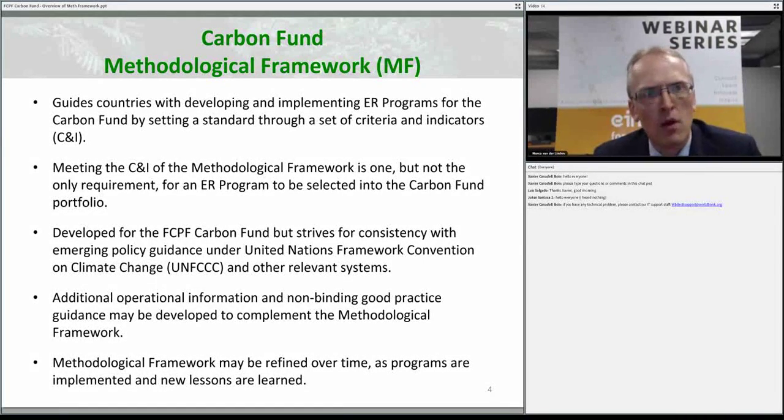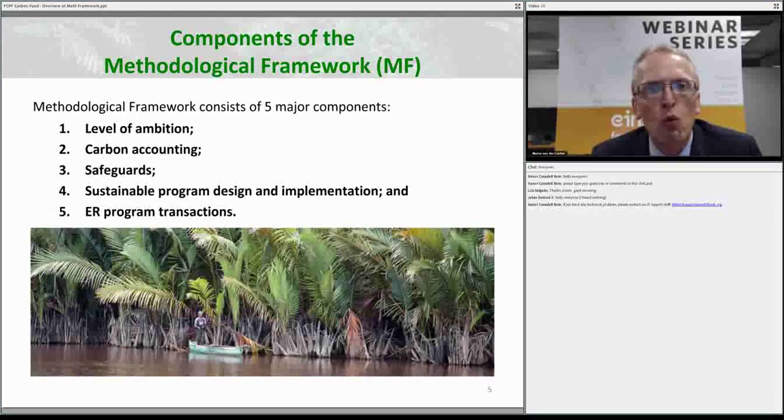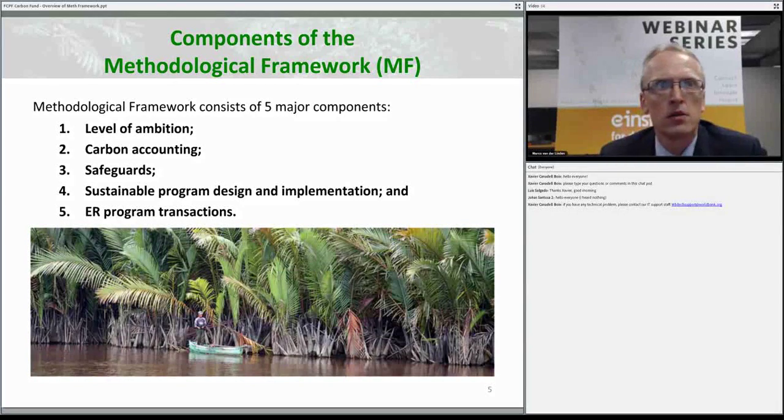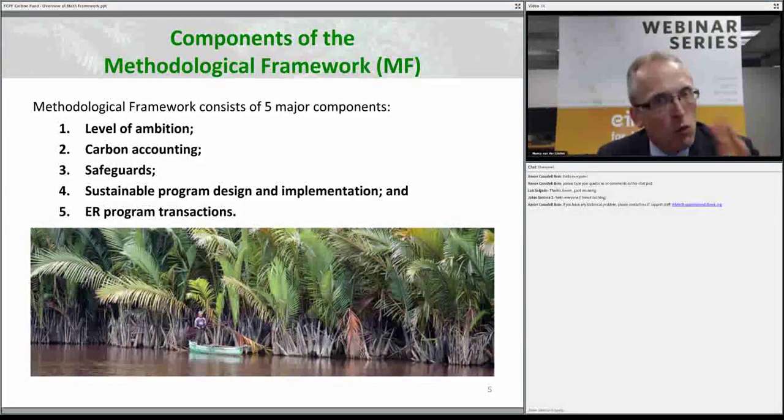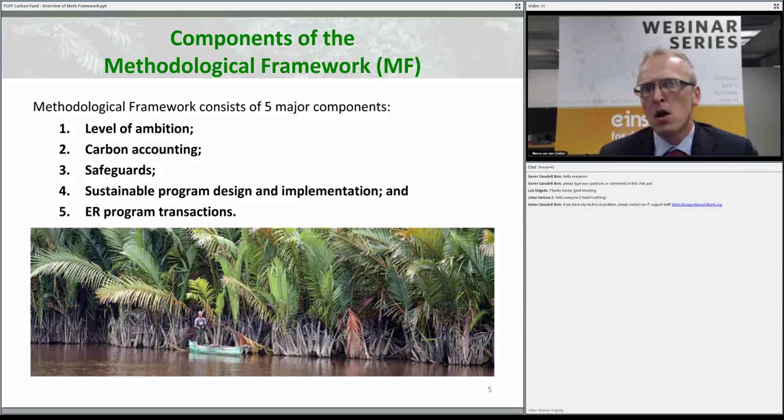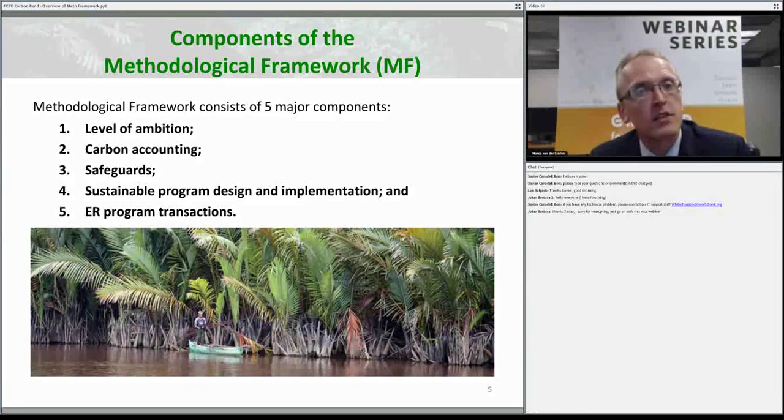So what's covered by the methodological framework? Basically, the framework consists of 5 major parts: level of ambition, carbon accounting, safeguards, sustainable program design and implementation, and program transactions. So in this webinar, we'll go into each of these sections in a little bit more detail. But obviously, there's not going to be time to cover everything. So I still encourage you very much to go to the FCPF website, find the methodological framework, and read it yourself, because there's a lot of details in there which we cannot cover in an hour like this.